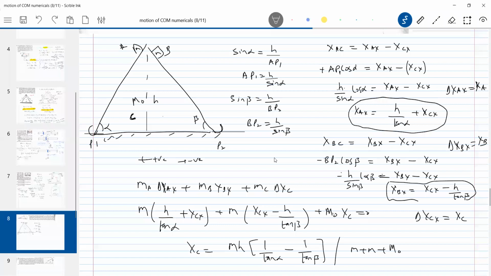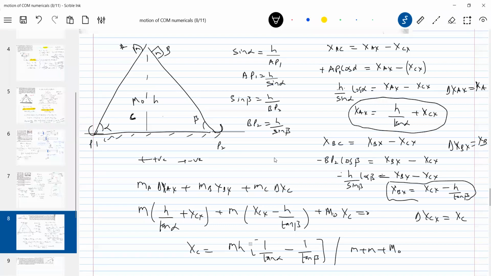Sir, it is 1 by tan beta minus 1 by tan alpha. Negative sign, no? Yes. I'll do one thing. This is X, here negative will come. What do you mean by negative? It will get displaced towards the left.